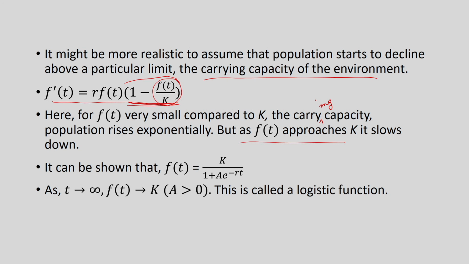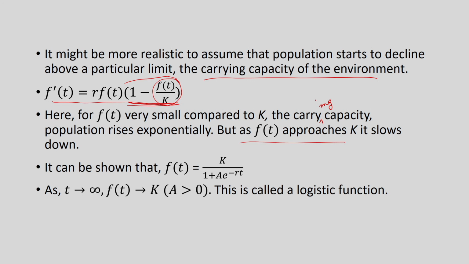So that is what is meant by carrying capacity, the idea of carrying capacity capital K. It sets an upper limit. You do not actually have to reach that. Even if you are very close to that carrying capacity, population starts to slow down.